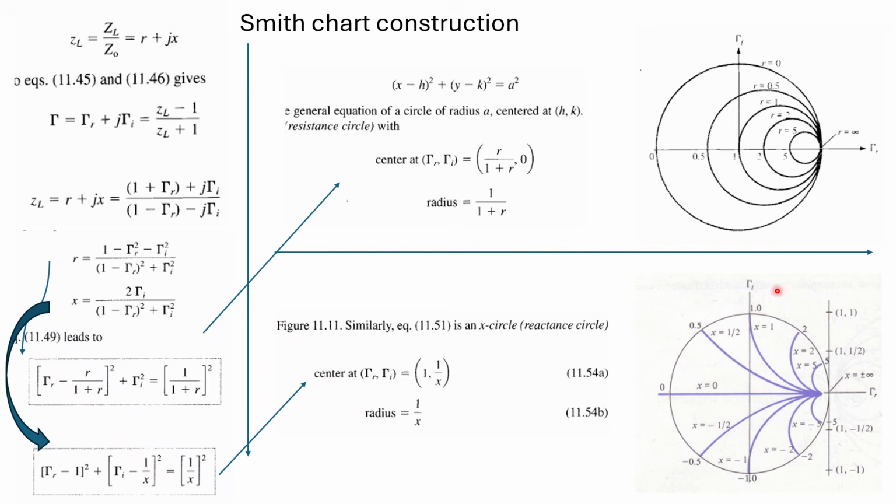Since this is the line tau i equal to 0, you will get these types of circles. For x equal to 0, this is x equal to 0. For x equal to half, this is x equal to half. For x equal to 1, this is x equal to 1. Similarly, x equal to 2, x equal to 5.